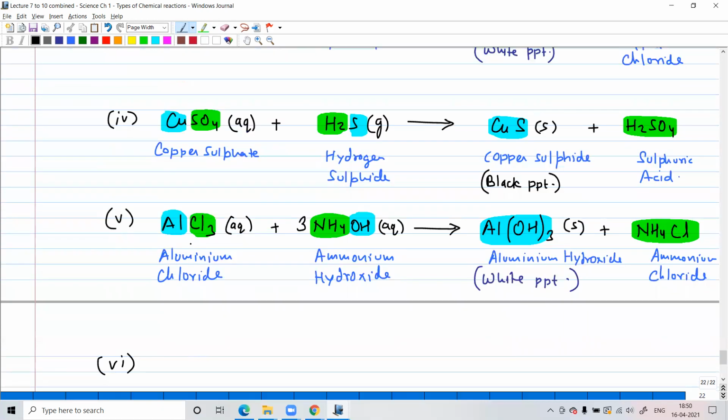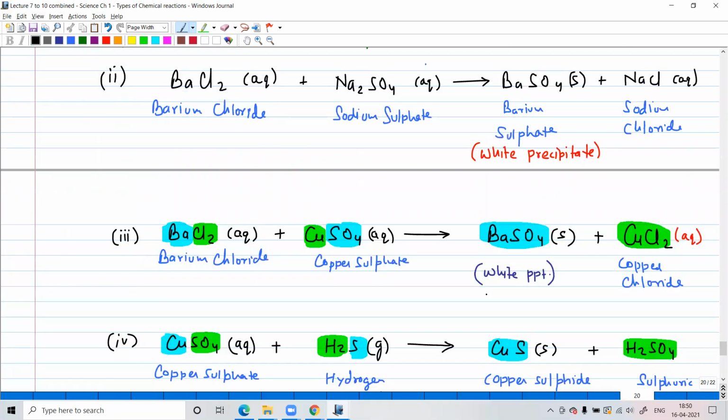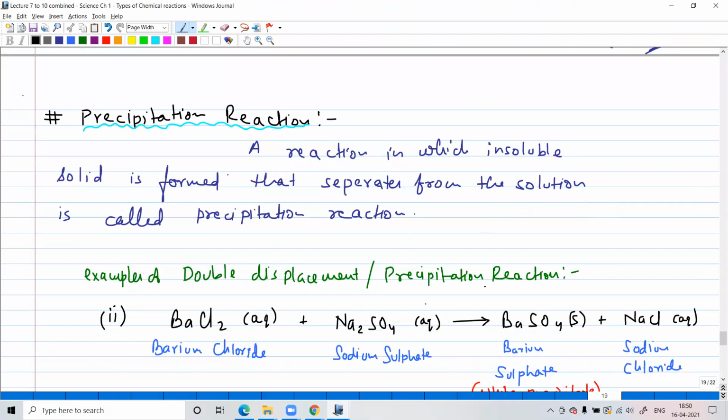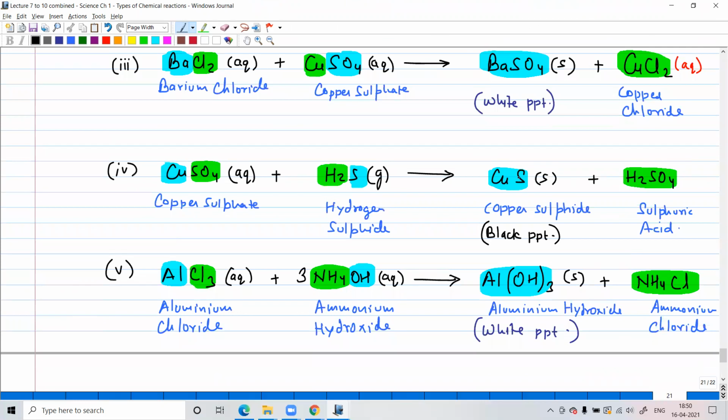Most of the time there is a white precipitate of aluminum hydroxide, barium sulfate, or silver chloride. All of them are white precipitates. So whichever is slightly different, like the black precipitate, you have to remember these reactions very well. If you want to get 100% of the marks in your science, try to remember all these examples.